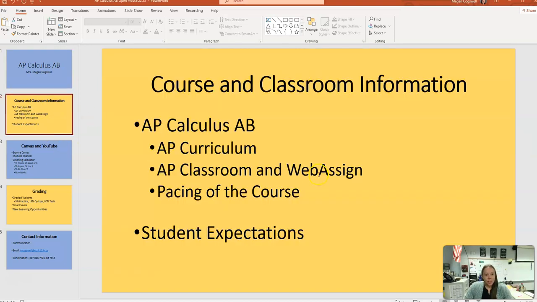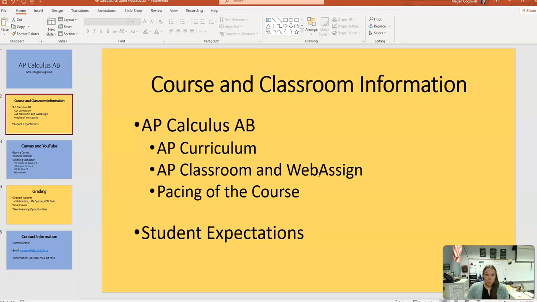So we follow the AP curriculum, and ideally we'll try to finish the curriculum before spring break. And then after spring break, we'll have time to go back and review all of the curriculum, and it's very good for students to relearn or sometimes fill in any gaps that they didn't understand as we were going through the new curriculum.